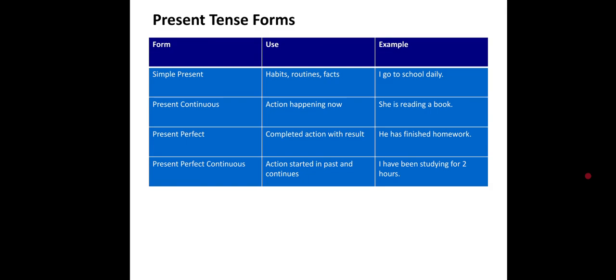So basically, present tense shows action happening now, habits, or general truths. For example, I study every day. This shows a habit. Water boils at 100 degrees. This is a fact. And I am reading now. This is happening at the moment. So we are using the present tense while something is happening at that time.